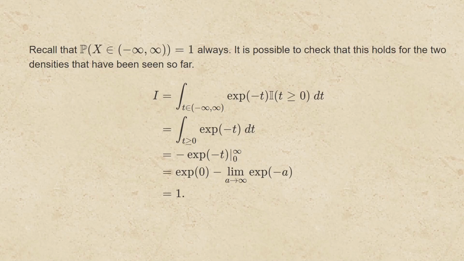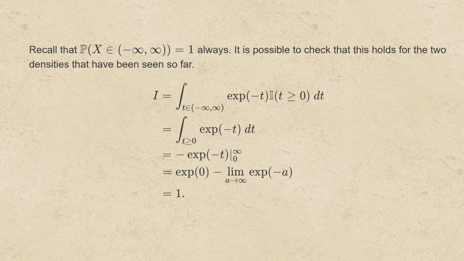Recall that the probability that x is a real number equals 1 always. It is possible to check that this holds for the two densities that have been seen so far. If I is the integral as t runs from negative infinity to infinity of e to the minus t times the indicator that t is greater than or equal to 0, then that's equal to the integral over t greater than or equal to 0, by bringing the indicator function down to the limit, of e to the minus t dt. Now that equals negative of e to the minus t running from 0 to infinity.